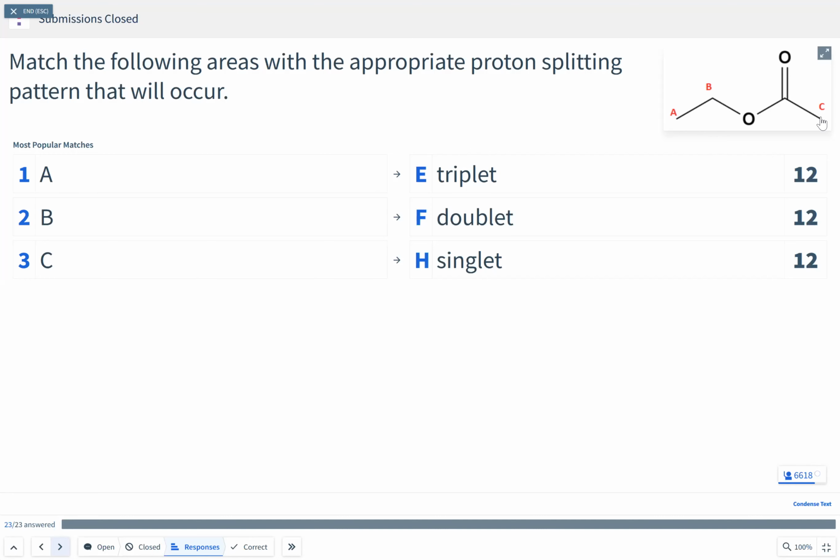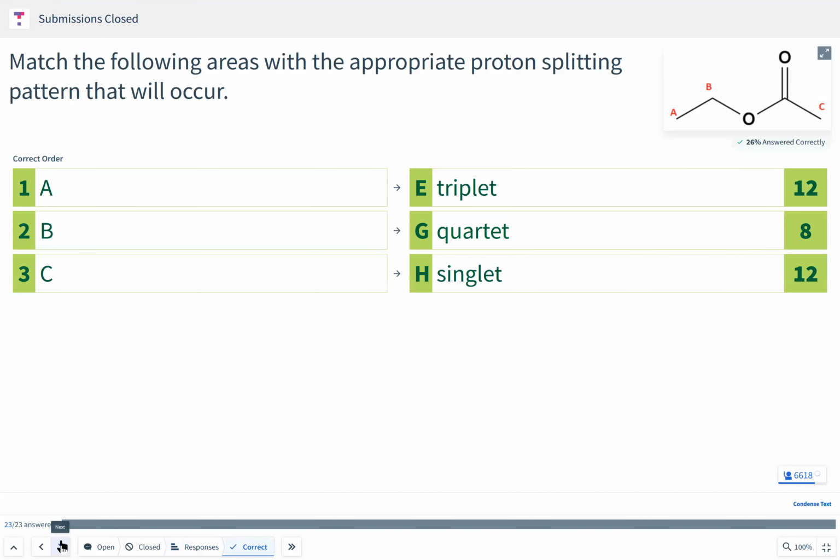And then C has how many neighbors? None. Right, it has 0 neighbors. So that would be 0 plus 1, which gives us a singlet. So for the most part, we did okay. Not too bad. Are there any questions about this? Looks like about a quarter of you got all 3 correct, which is great. Okay, let's go back to PowerPoint.